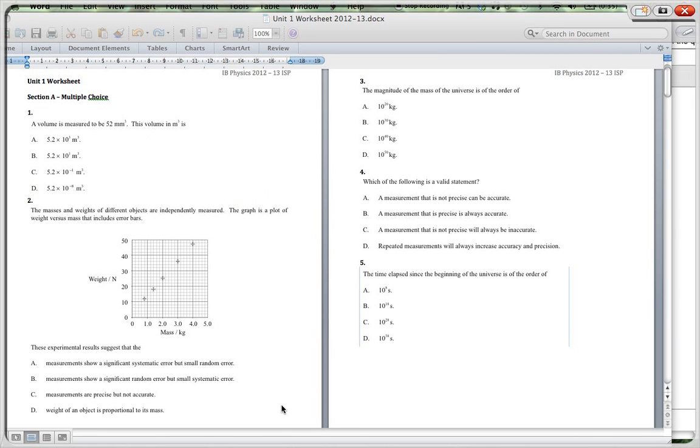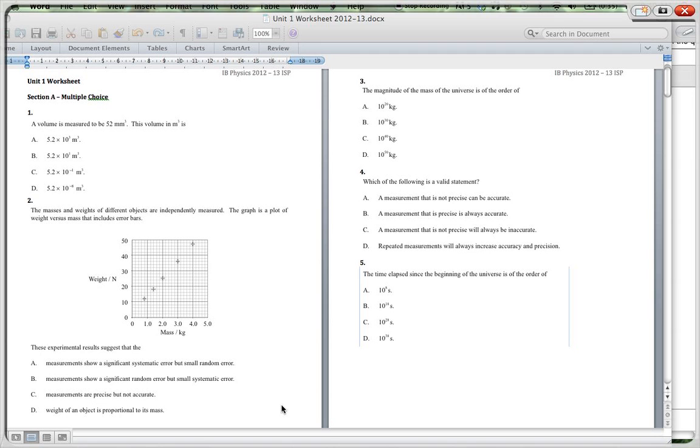Question 2, we have here the masses and weights of different objects are independently measured. The graph is a plot of the weight versus mass that includes error bars. These experimental results suggest that, and we can look at these over here.